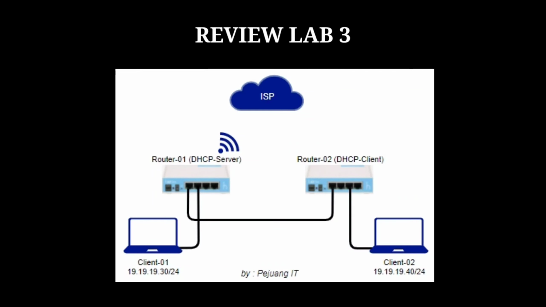Make static configuration: perform static configuration on the DHCP server list for all clients. Client 1 becomes 19.19.19.30/24, router 2 becomes 19.19.19.20/24, and client 2 becomes 19.19.19.40/24. Testing: perform a test by pinging the IP router and pinging google.com on each client, starting from client 1, then router 2 and on client 2. Testing on the server by pinging the IP address of the client. So without further ado, let's continue to the video.